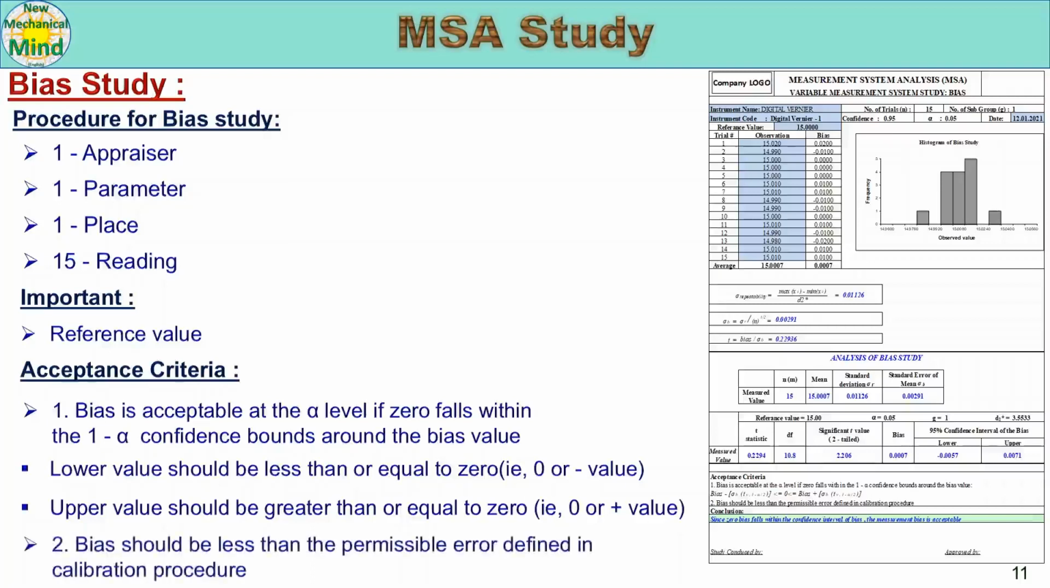Second, bias should be less than the permissible error defined in the calibration procedure. Each and every industry will have their own calibration procedure and permissible error for the instruments. The bias should be lesser than that permissible error. These two are the acceptance criteria for bias study.